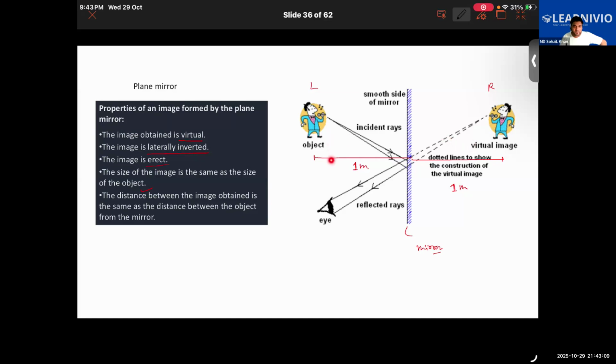One more thing is that the distance between the object and the mirror is the same as the distance between the mirror and the image. If you move closer to the mirror, the distance between the image and the mirror also decreases. Here, this person is standing at a distance of 1 meter, so the image is also standing behind at a distance of 1 meter. It appears to be standing behind, but it is not actually at a distance of 1 meter, because just behind this transparent glass you have an opaque coating of silver or aluminum. So it isn't like the image is 1 meter behind this plane mirror. It appears to be. Keep that in mind.